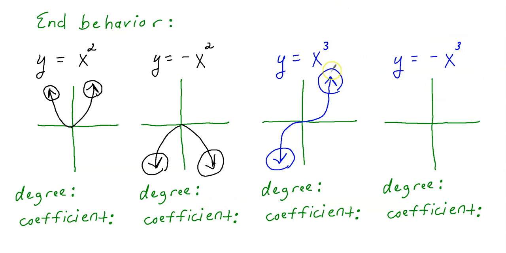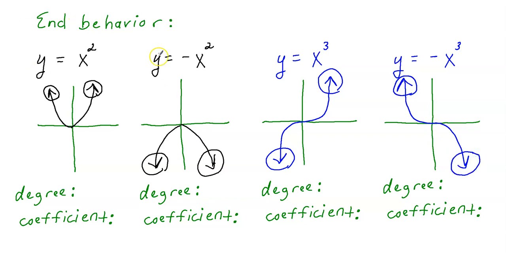And y equals negative x cubed is the same as this. It's just this graph reflected over the x-axis. So it's going to look like this. And I'm getting better making these as I practice. This just takes practice. And here are the end behaviors, here and here.